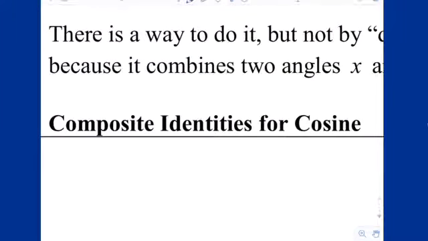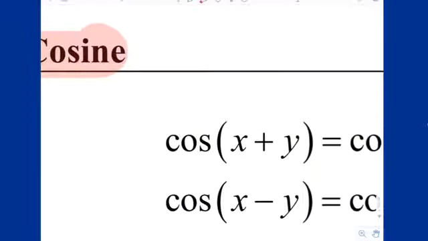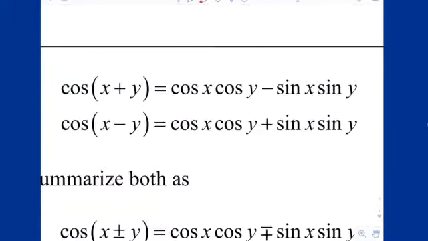So here are called the composite identities for cosine. There's two of them, and we'll combine them here in just a second. Cosine of x plus y, the composite angle x plus y, is equal to cosine of x times cosine of y, and then minus sine of x sine of y. It's not equal to cosine x plus cosine y. It is equal to this. And similarly, cosine of x minus y, if you have a new angle that's composed of the difference of those two, it's not cosine of x minus cosine y, but it is equal to cosine x cosine y plus sine x sine y.